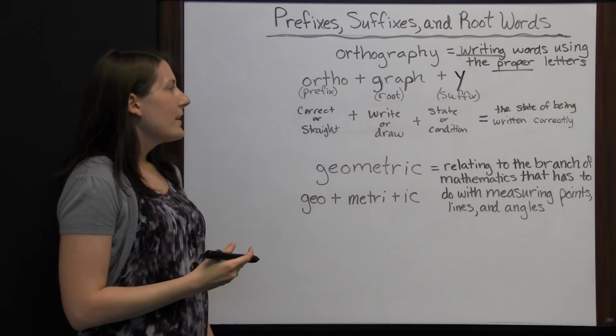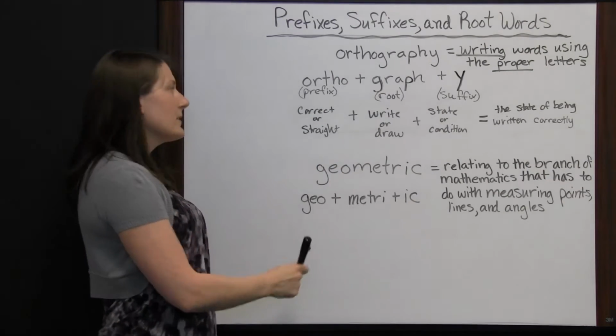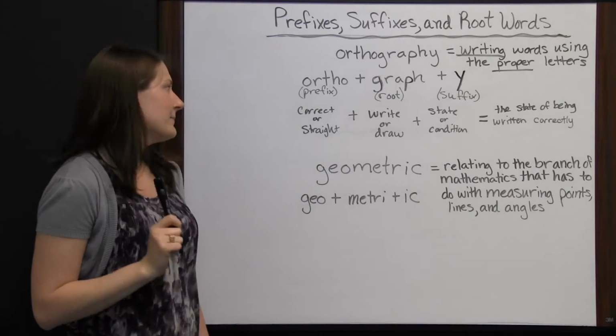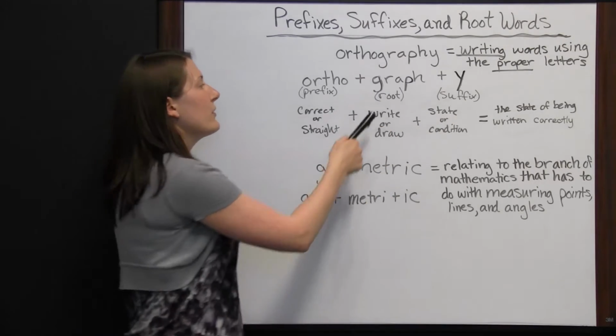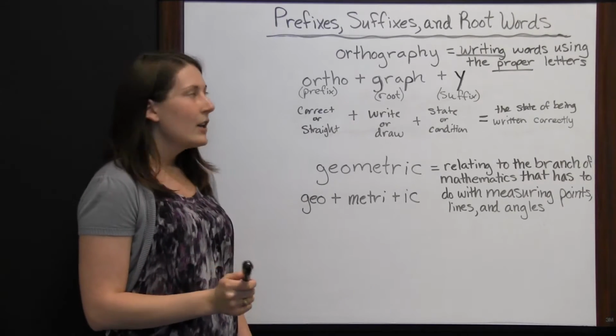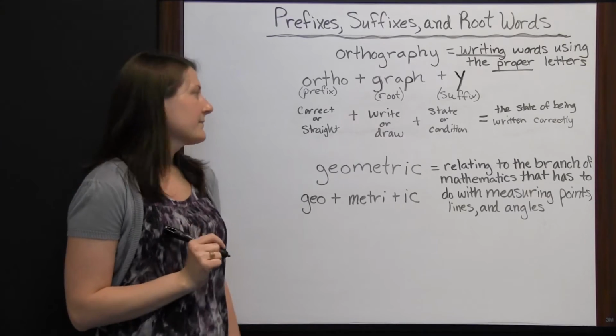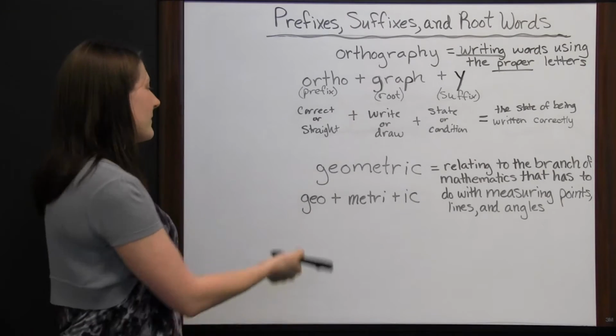So you got a pretty good idea just by breaking the word down into a prefix, a root word, and a suffix and figuring out what those meant. And even if you only knew graph had something to do with writing, you would have an idea that orthography had to do something with writing. Let's look at another example.